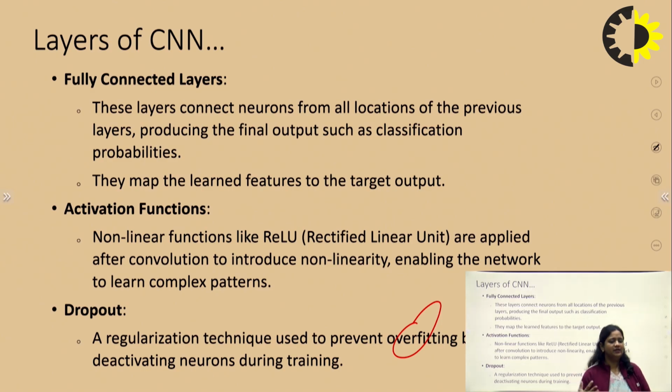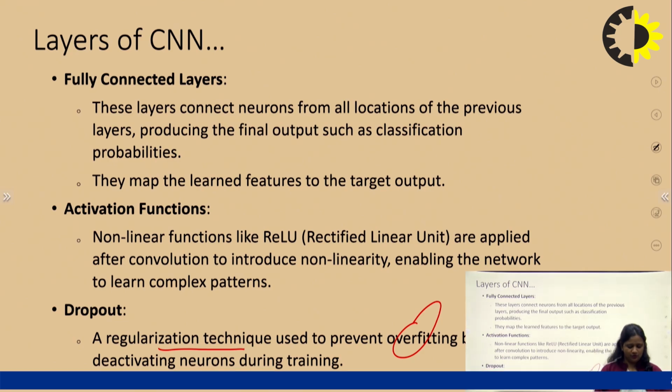So if we have data that lies over the image, we are going to use a regularization technique to fit the data according to our requirement. These are the explanations of the layers of a CNN network.